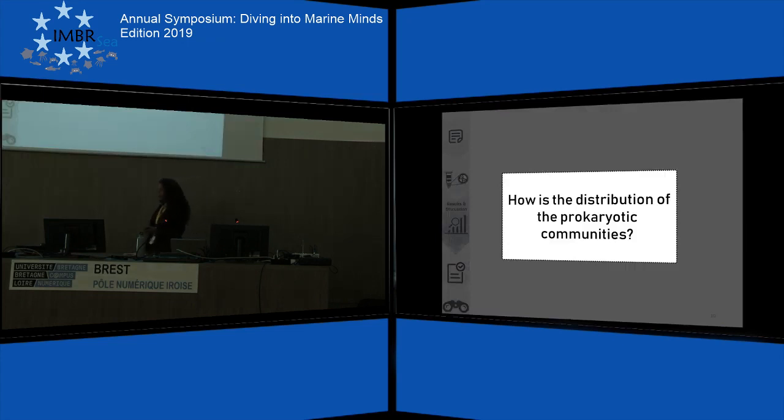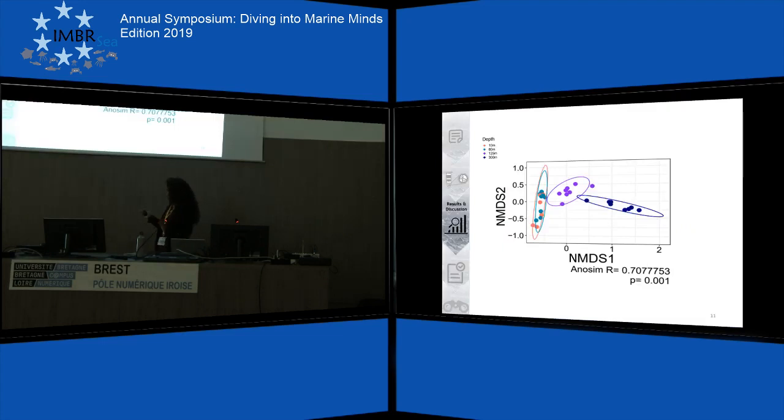So now, to see how our prokaryotic communities are distributed in the area, I'm going to use this kind of ordination, an NMDS, non-metric multidimensional scaling. For those who are not familiar, this is an ordination that allows you to see the differences between the samples in two dimensions. Here, each dot corresponds to one sample, and the dissimilarity was calculated based on the community structure, whether the ASVs were present or absent, and also the relative abundance of each one.